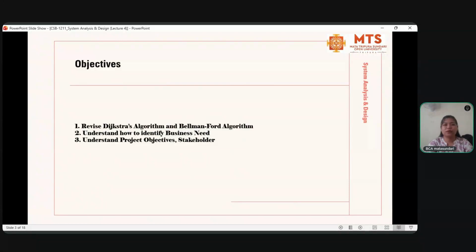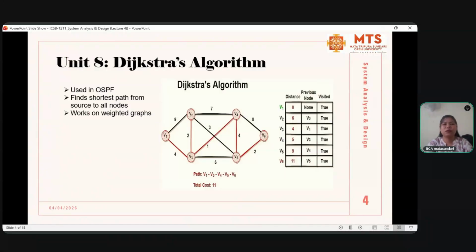Our objective outcomes of our class will be to revise Dijkstra's algorithm and the Bellman-Ford algorithm, understand how to identify business need, and understand project objective stakeholders. Under Unit 8, in the last class, we have already gone through Dijkstra's algorithm and the Bellman-Ford algorithm. So once again, we'll go through them in brief detail.